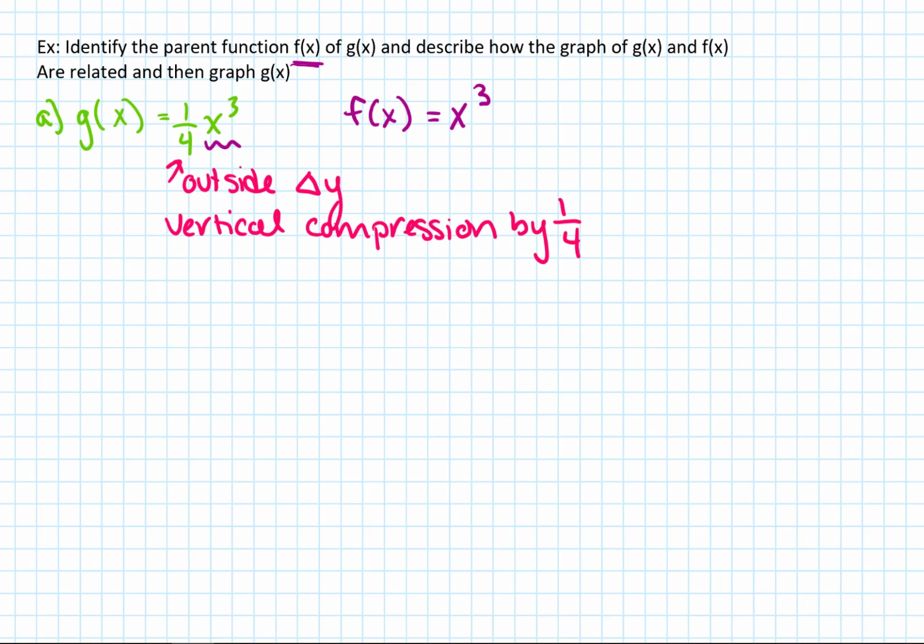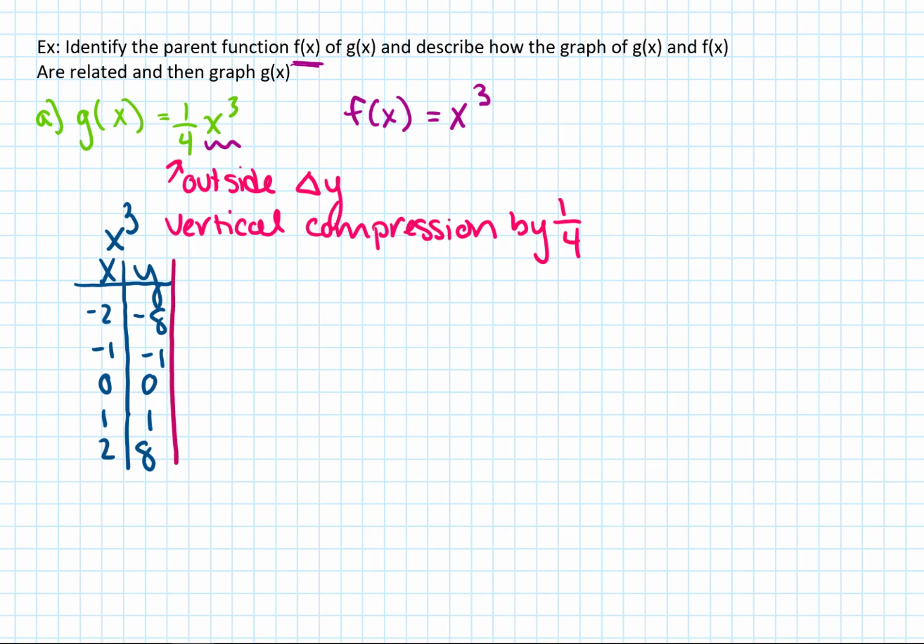So we're going to start with our table of values for the parent function. So -2, if we plug that into the parent function of x cubed, we get -8. If we plug in -1, we get -1, 0, 0, 1, 1, 2, 8. Then we're going to apply our transformation, which is a vertical compression by 1/4. So I'm going to make another column to the right of the y's. I'm going to take all of those y values and I'm going to multiply them by 1/4.